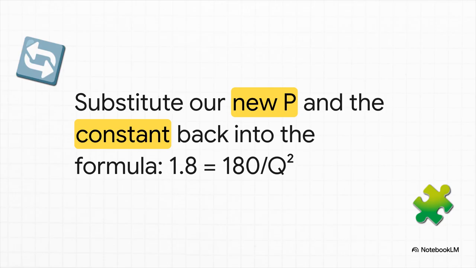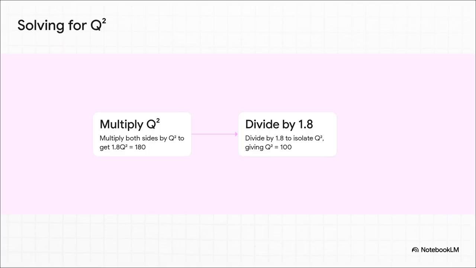Plug those in, and here is our new equation: 1.8 equals 180 divided by q squared. So now we just have a brand new unknown to solve for. Let's just rearrange things to solve for q. First, to clear that fraction and make this look a bit cleaner, we multiply both sides by q squared. That gives us 1.8 times q squared equals 180. Next, to get q squared totally by itself, divide both sides by 1.8.